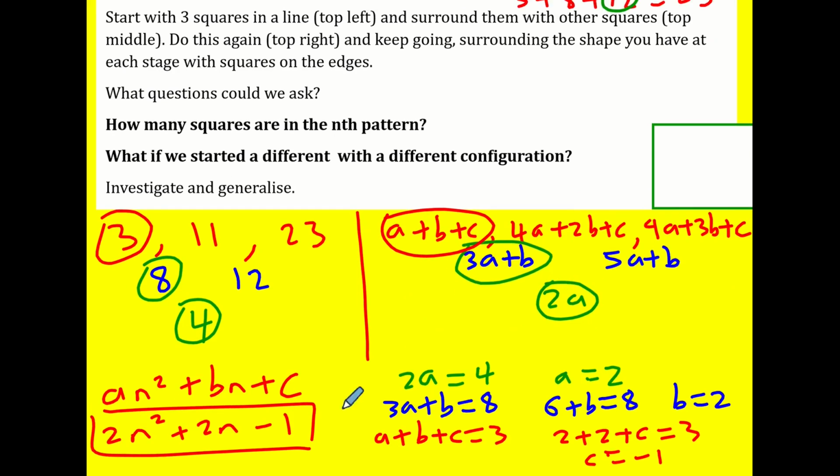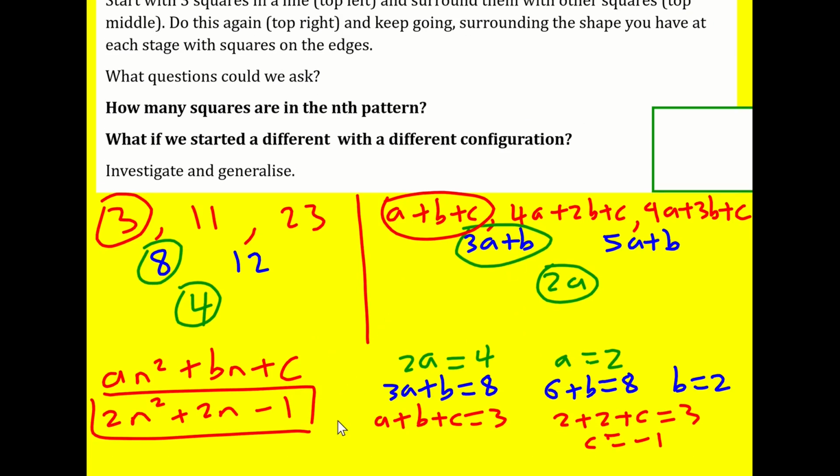So we've done it for this one. We've found the nth term, but that is for 3 by 1. So I should just make a note of that. And I'm going to call it the width is x. x is equal to 3.